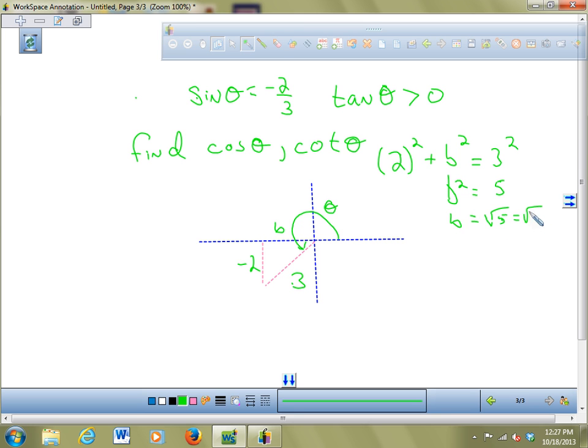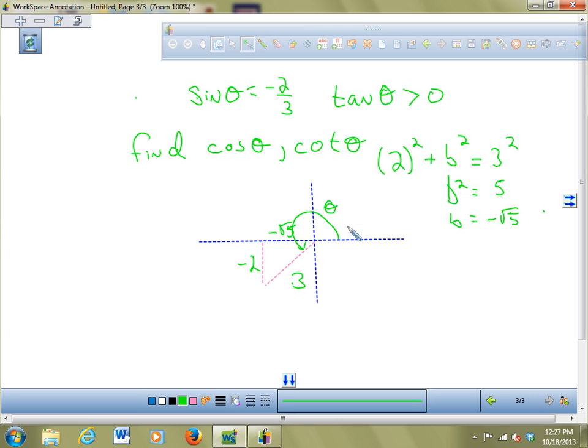And you don't have to worry about that being negative or positive because, is it negative or positive? Sorry, you do have to worry about it. Is x negative or positive over here? Negative. So b is actually negative the square root of 5. So what I would do is call this side negative square root of 5. All right? That way you can find cosine of theta.